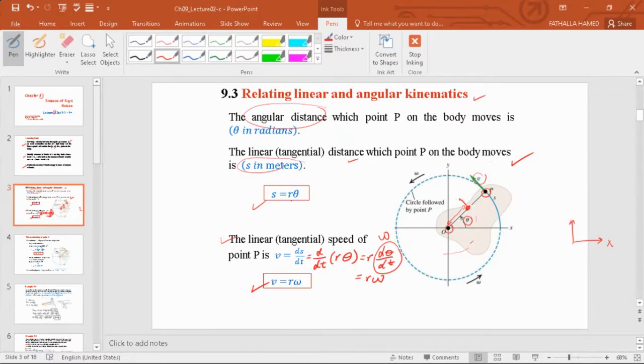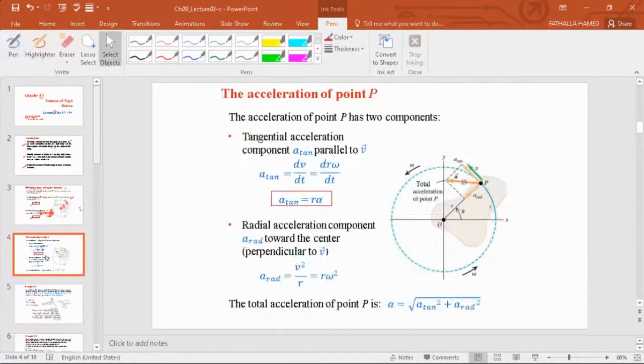So the linear distance is equal to r theta, which is basically related to the angular distance. And the speed here, or the tangential speed, is equal to r omega, where omega is the angular speed. So we're relating linear to angular. Is this clear? Now, we also can change the magnitude of our velocity, which is basically the speed. We can change the speed, so we need an acceleration to do that. And the acceleration here, we're going to call it tangential acceleration.